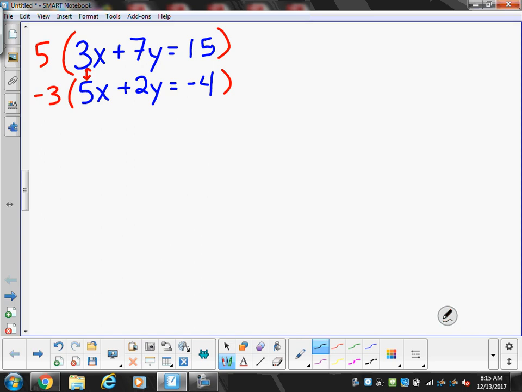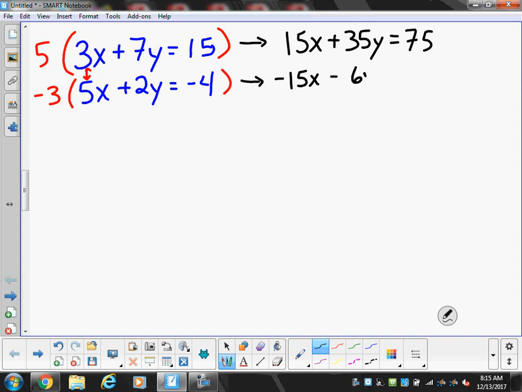Alright, so when I multiply by 5, on that top equation, 5 times 3x is 15x, 5 times 7y is 35y, and 5 times 15 is 75. On the bottom equation, negative 3 times 5x is negative 15x, negative 3 times 2y is negative 6y, and negative 3 times negative 4 is a positive 12.